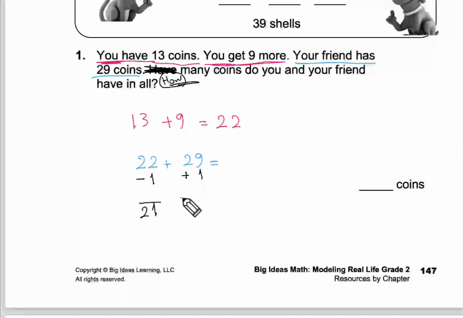And the 29 will be 30. Now 21 plus 30 equals? 2 plus 3 equal 5. And 1 plus 0 equal 1. 51. So the whole number of coins is 51 coins. Thank you, Ahmed. Great work. Okay, my heroes, any problems?